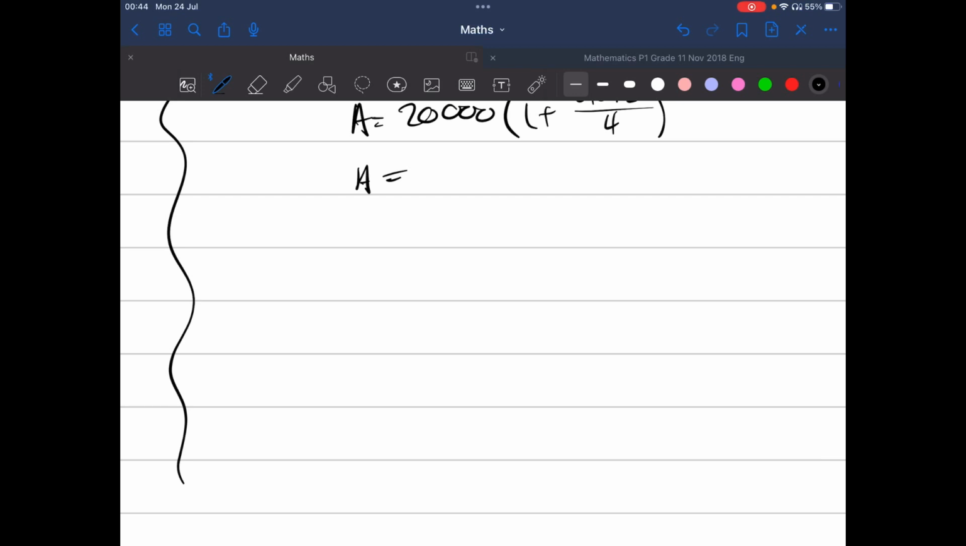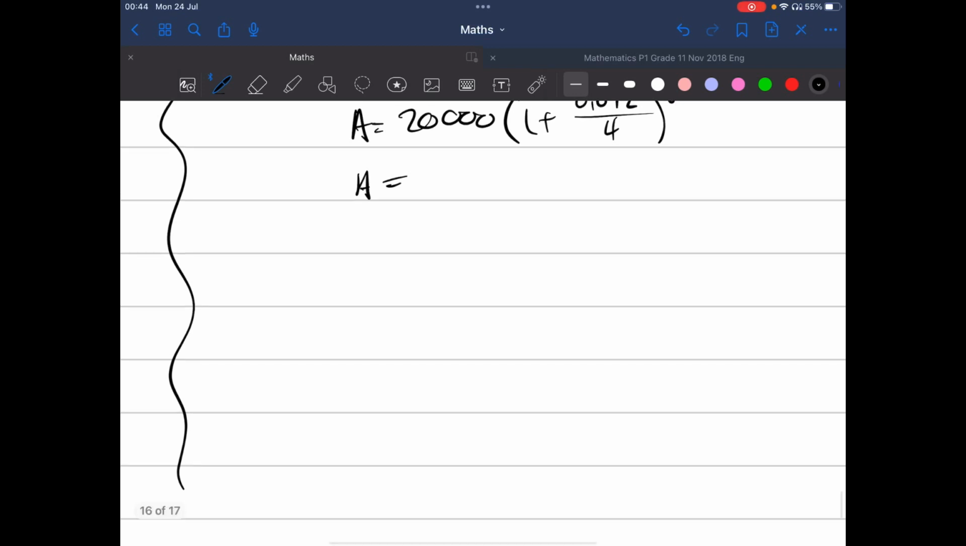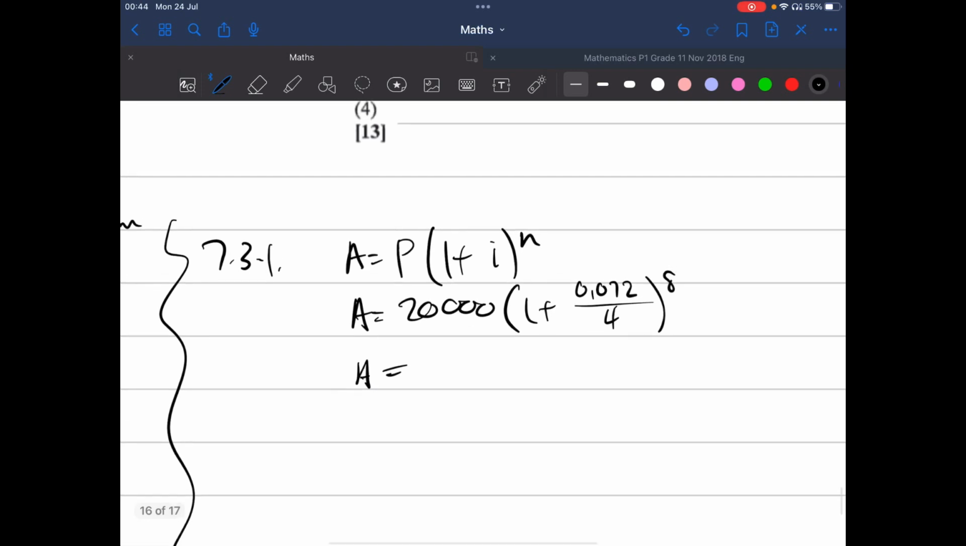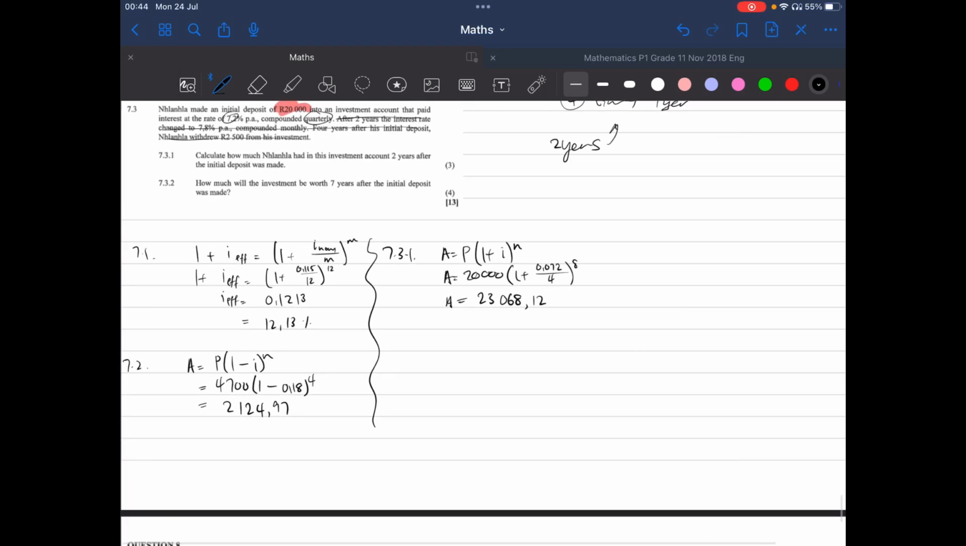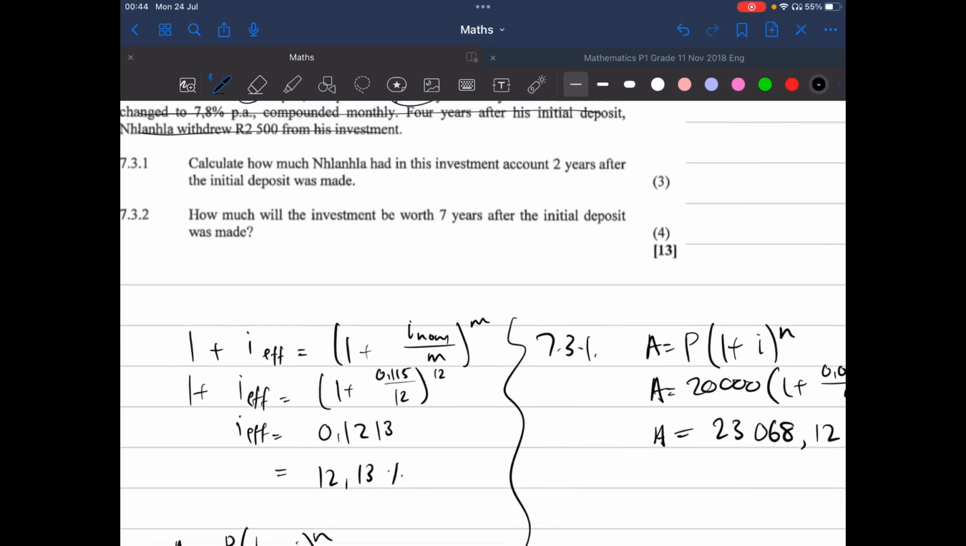So 20,000 times 1 plus 0.072 over 4, all to the power of 8. And that gives me 23,068 rand and 12 cents. Okay, so that's how much it's worth after 2 years. How much will the investment be worth 7 years after the initial deposit?